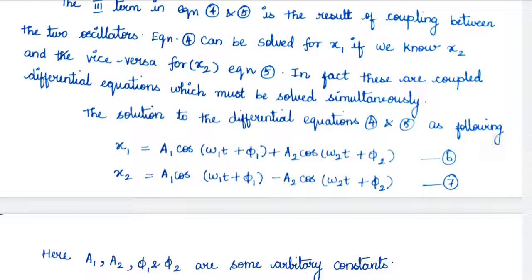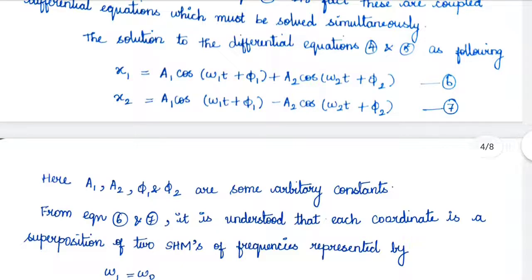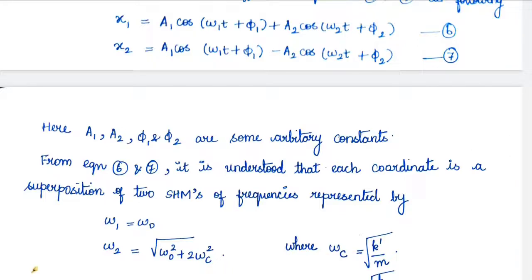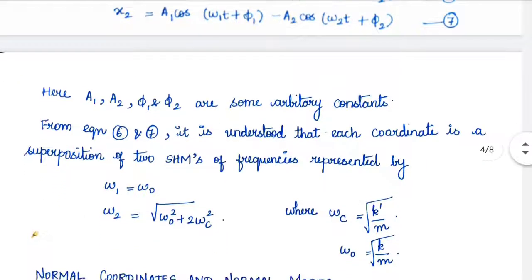these are coupled differential equations which need to be solved simultaneously, and we have a ready-made solution for these kinds of differential equations, which we can write as x1 is equal to a1 cos(omega 1 t plus phi 1) plus a2 cos(omega 2 t plus phi 2), and x2 can be written as a1 cos(omega 1 t plus phi 1) minus a2 cos(omega 2 t plus phi 2). Here a1, a2, phi 1, phi 2 are some arbitrary constants which we have used for our simplicity.